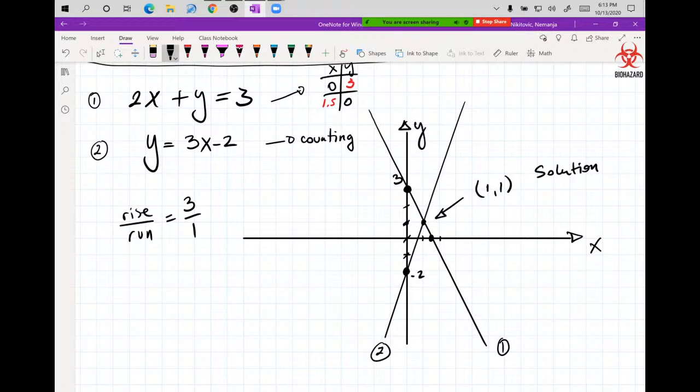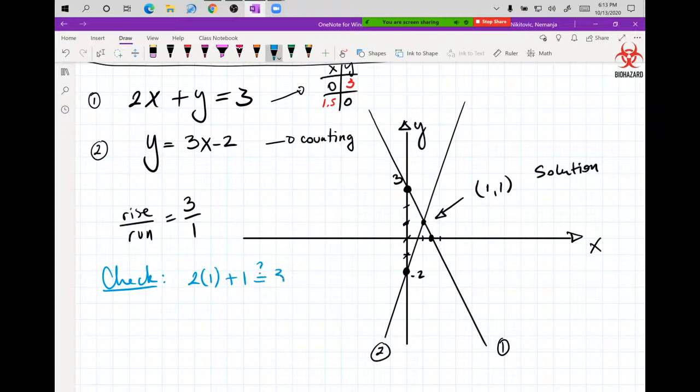So when you draw these carefully and straight and all of that, you guys are going to have the solution intersect at 1, 1. Now we check that. We plug in 1 plus 1.